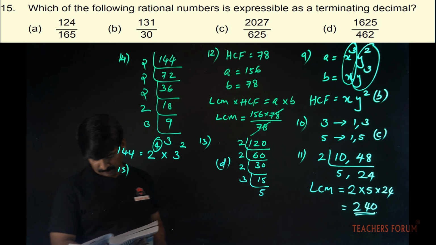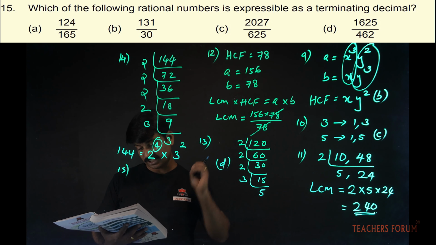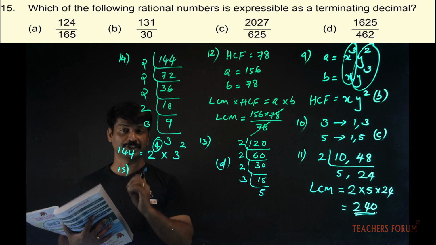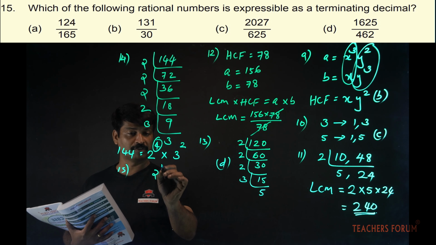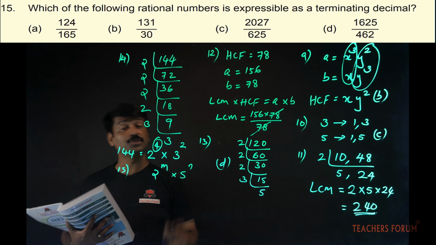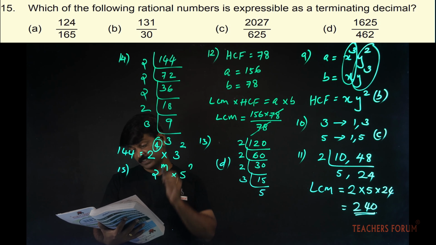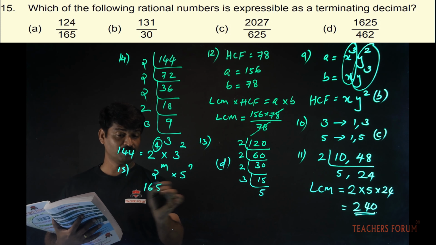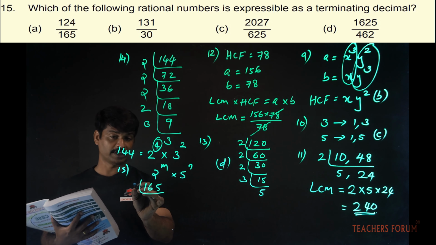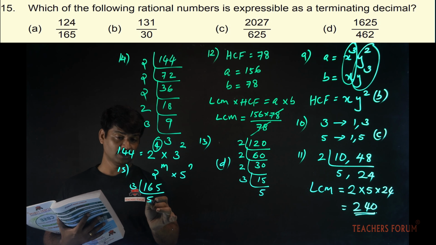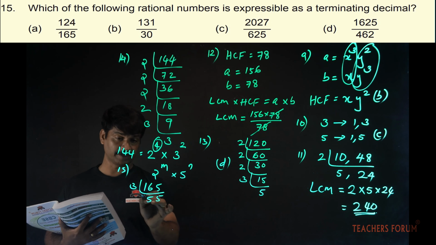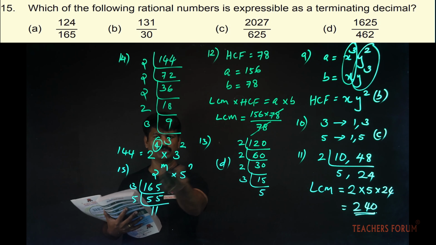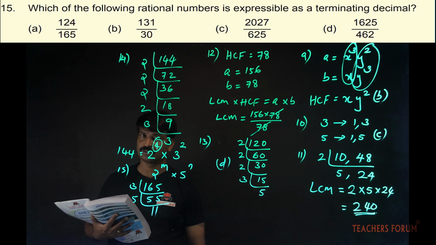Let's read the question. Which of the following rational numbers is expressible as a terminating decimal? You know the condition for getting a terminating decimal is the denominator should be of the form 2 raised to m into 5 raised to n. So let us go for the first one. In option A, the denominator is 165. When you prime factorize, you can divide by 3, you will be getting 55. Again 55 can be divided by 5, 11. Is it of the form 2 raised to m into 5 raised to n? No. So it is not possible.